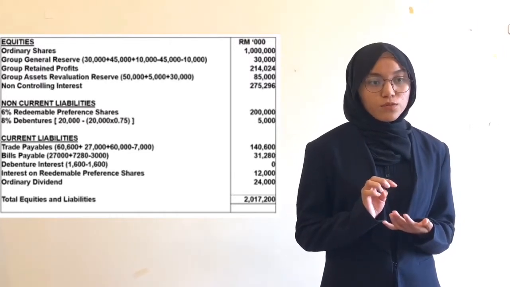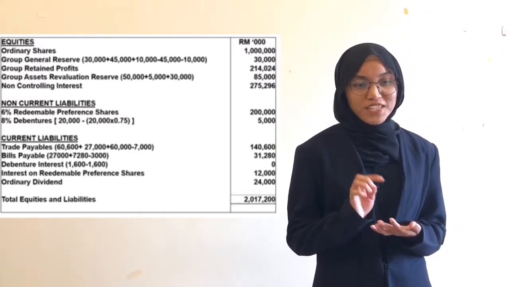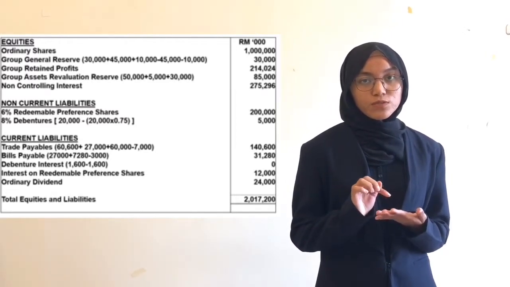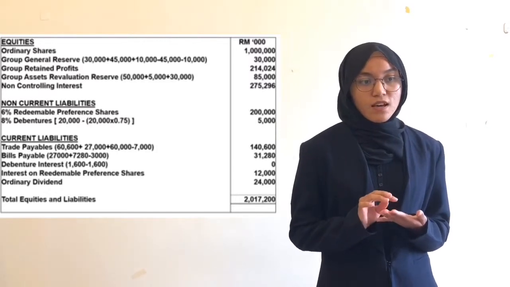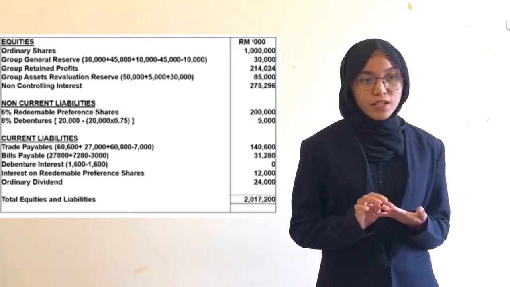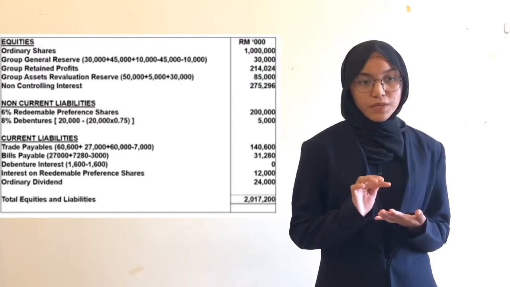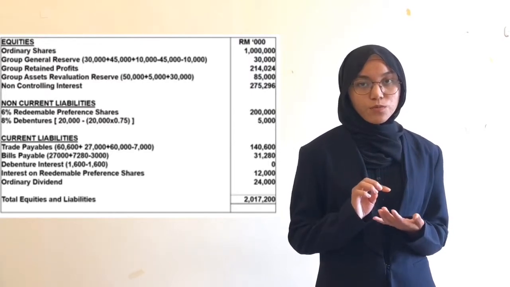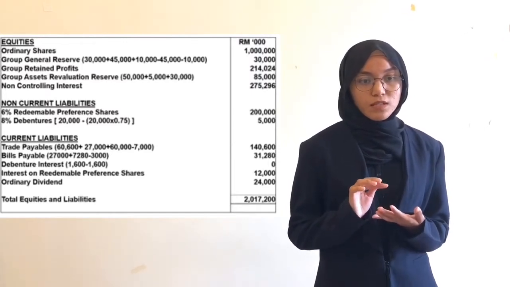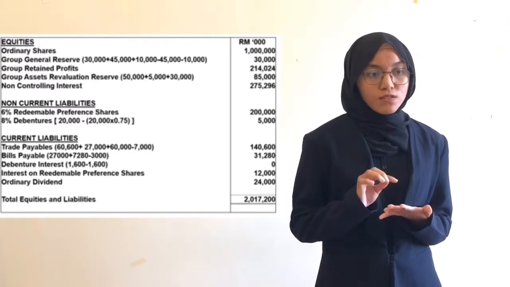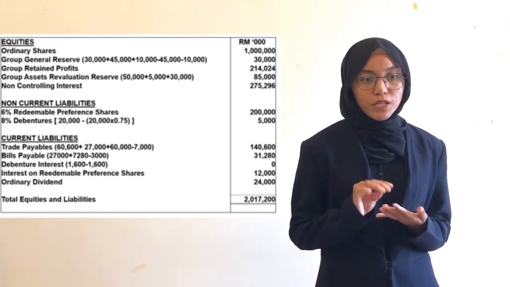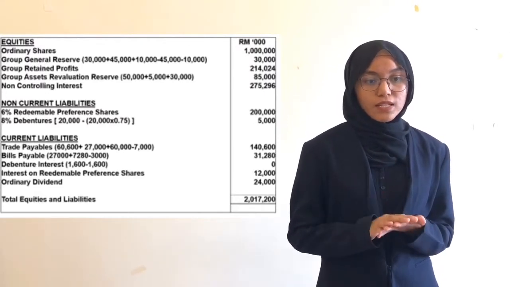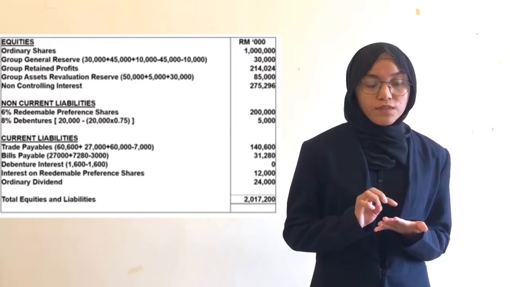Next are the equities, comprising ordinary shares 1 million, group general reserve 30 million, group retained profit 214.024 million, group asset revaluation reserve 85 million, non-controlling interest 275.296 million, and non-current liabilities, redeemable preference shares 200 million, debentures 5 million. For the current liabilities, comprising trade payables 140.6 million, bills payables 31.28 million, interest on redeemable preference shares 12 million, ordinary dividend 24 million, total equities and liabilities 2017.2 million.